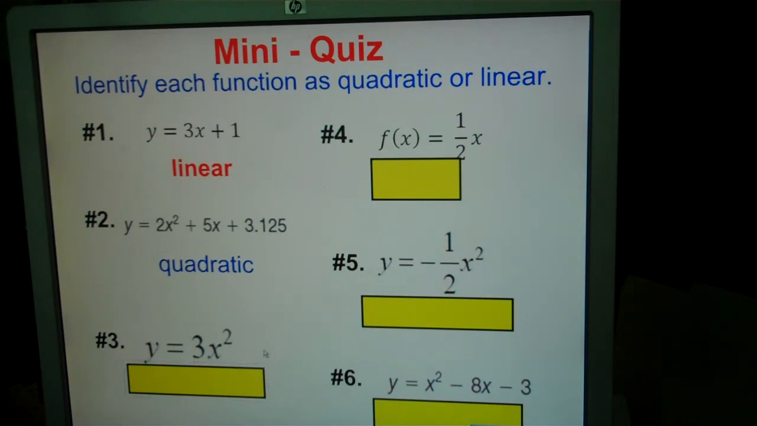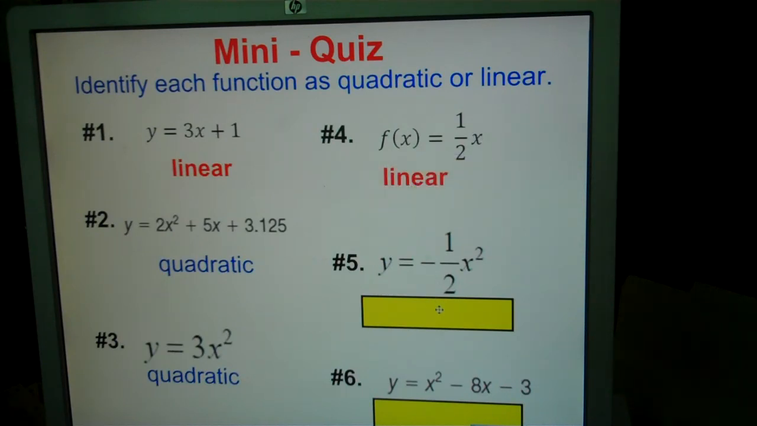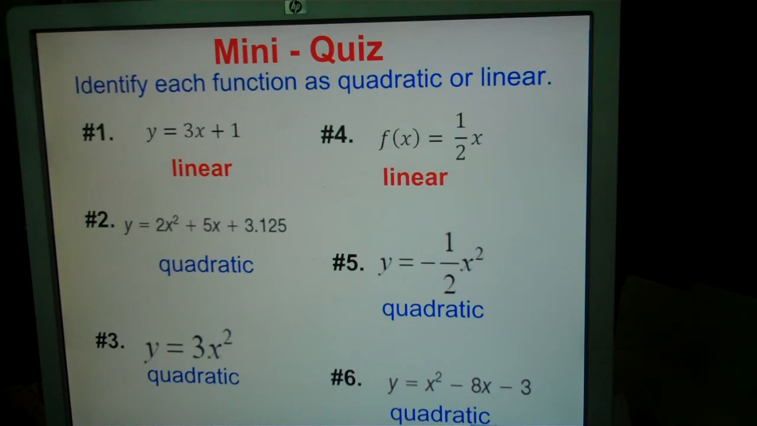Number 3, linear or quadratic? Quadratic. Look at that squared on there. Number 4, linear or quadratic? Any squared? Nope. Linear. Number 5, quadratic. There's a squared. Number 6, come on, man. That should be a quadratic.